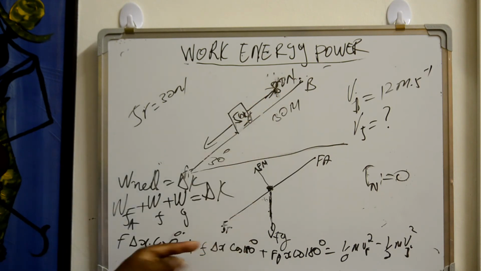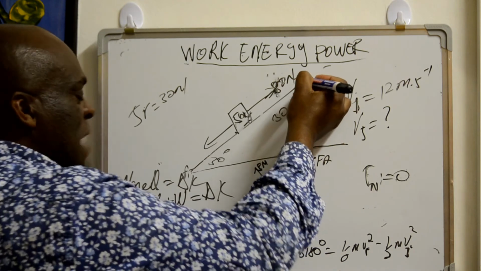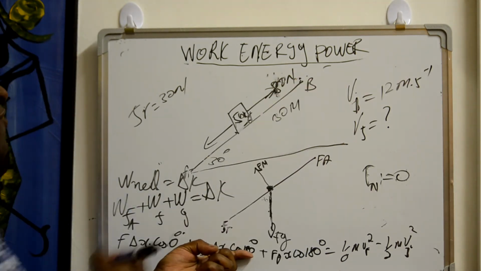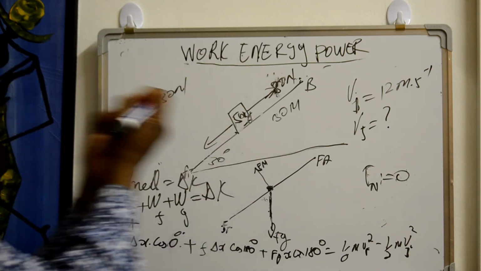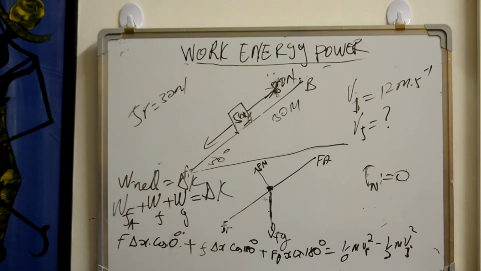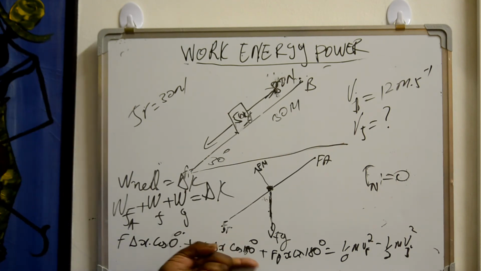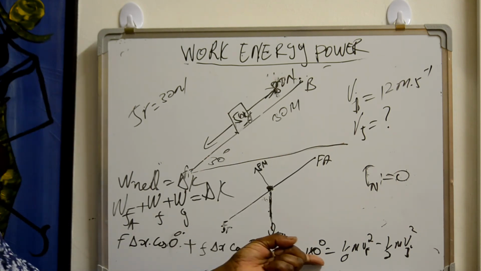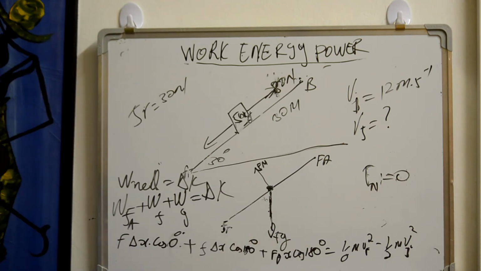The applied force is the only one at 0 degrees, because the box is moving in the same direction. The friction force is acting in the opposite direction, and the force of gravity is pulling the box downwards. So there are two forces acting at an angle of 180 degrees, friction and gravity. You see that my delta X is common.